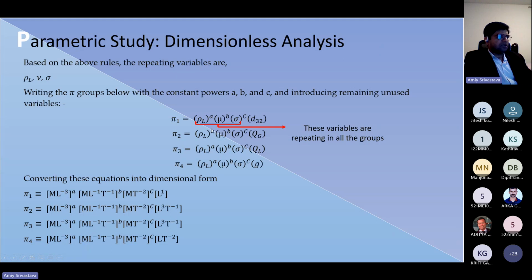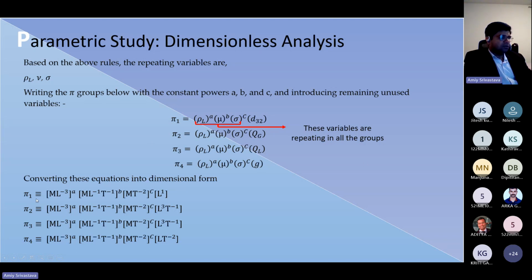So these repeating variables are basically repeating in all the pi groups. In pi 1 you can see these three, in pi 2 you can see these three variables, in pi 3 you can see these three variables, and in pi 4 also you can see these three variables. And for the fourth variable we can take the rest of the variables one by one. Like in the first expression I took D32, in the second expression I took QG, in the third expression I took QL, and in the fourth expression I took G.